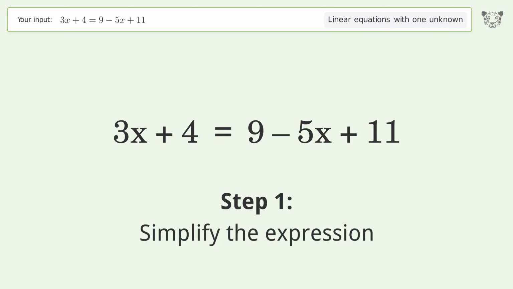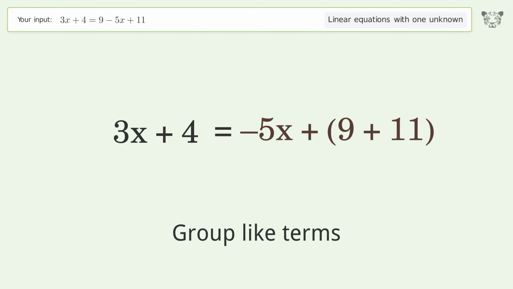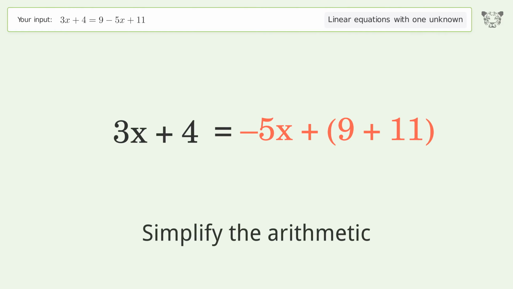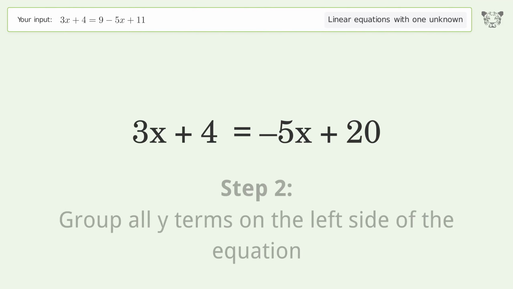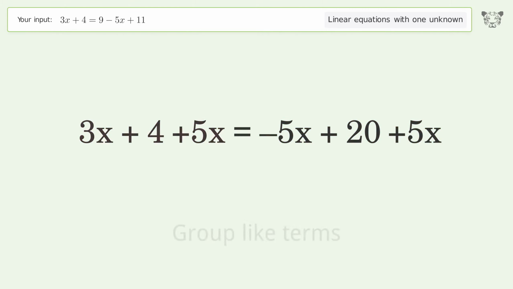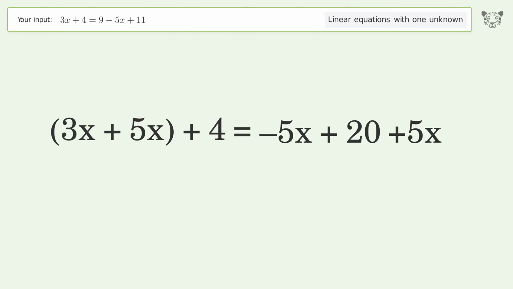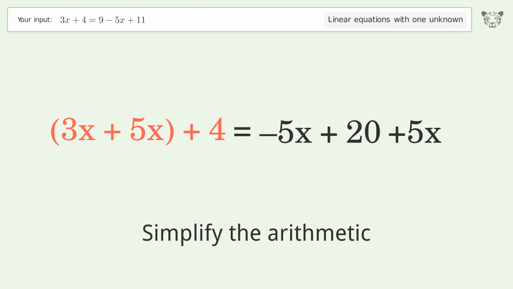Simplify the expression. Group like terms. Simplify the arithmetic. Group all y terms on the left side of the equation. Add 5x to both sides. Group like terms. Simplify the arithmetic.